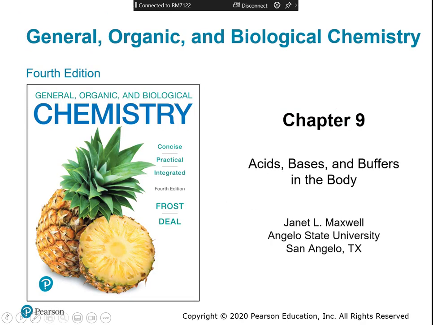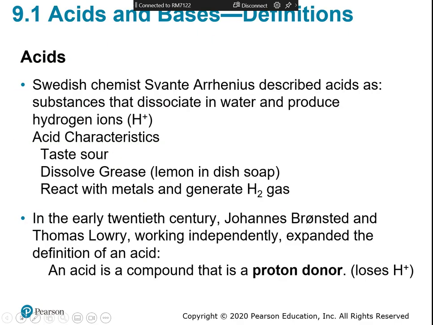So this is chapter 9. In chapter 9, there's a couple of things that we need to talk about: acids and bases, characteristics of acids and bases, identifying acids and bases, and then equilibrium. From there, we can talk about pH. pH is just a way of measuring the amount of acid or base that's present in a solution.